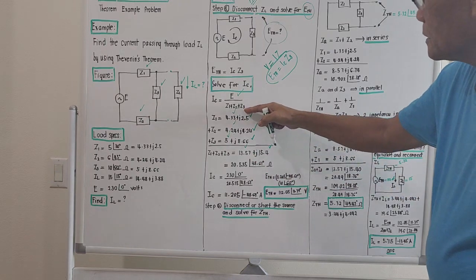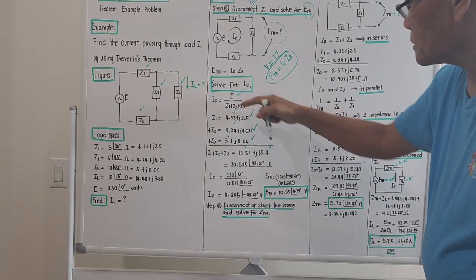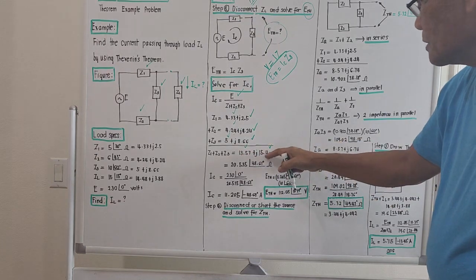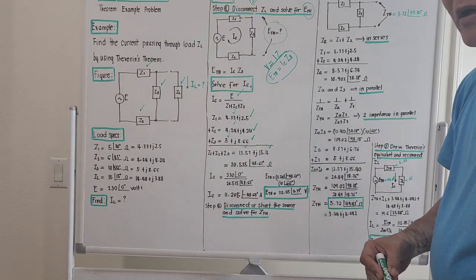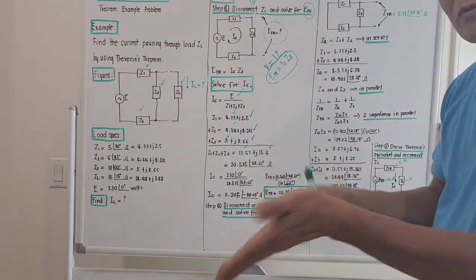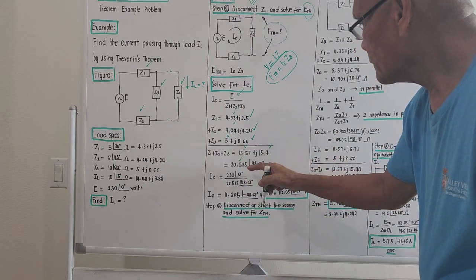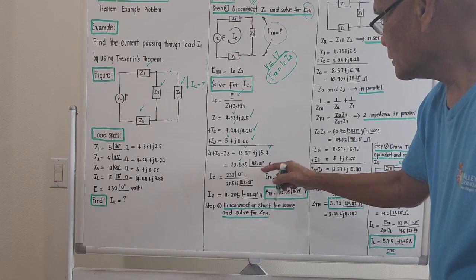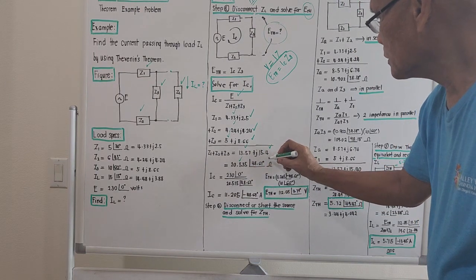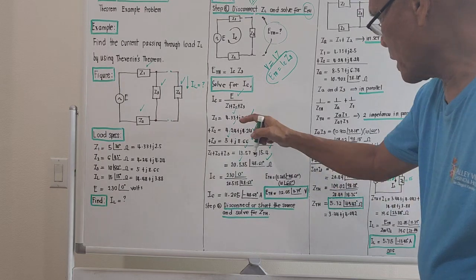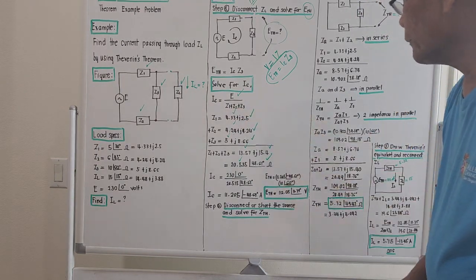Okay, we need the polar equivalent of this. So converting this 13.57 plus J 15.4, okay, we know how to change from rectangular to polar. The magnitude will be 20.535, angle 48.61 degrees ohms. Okay, so we now know the sum of Z1, Z2, and Z3.